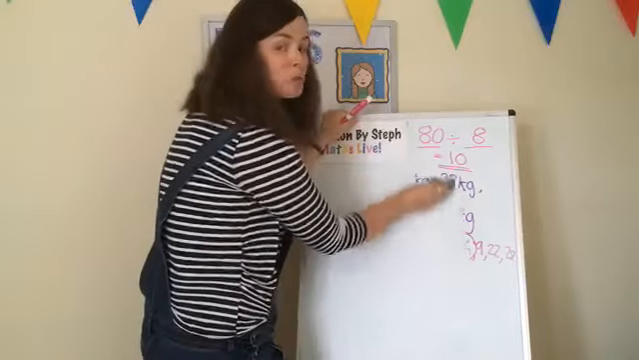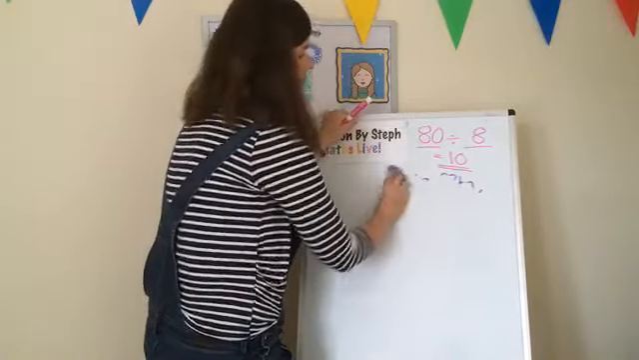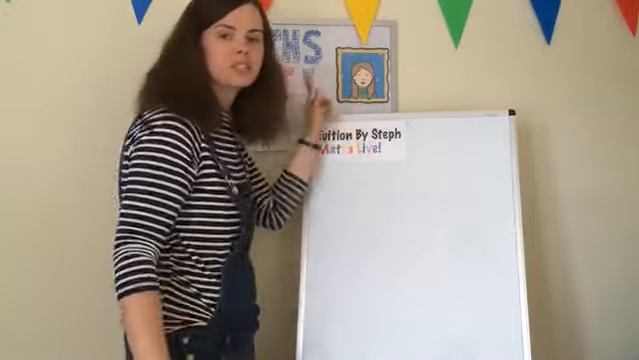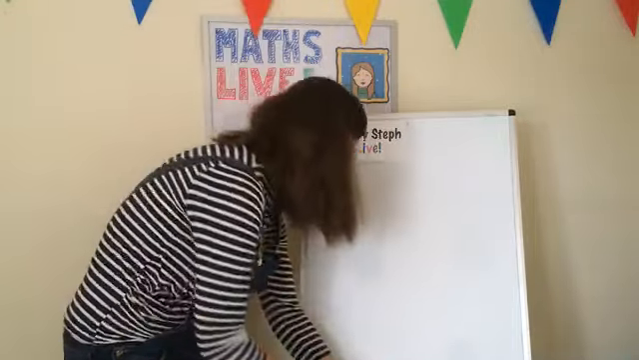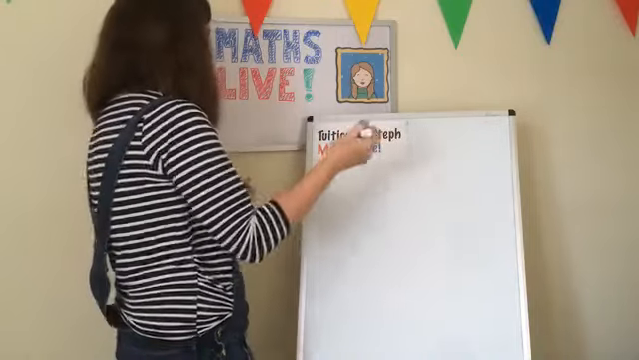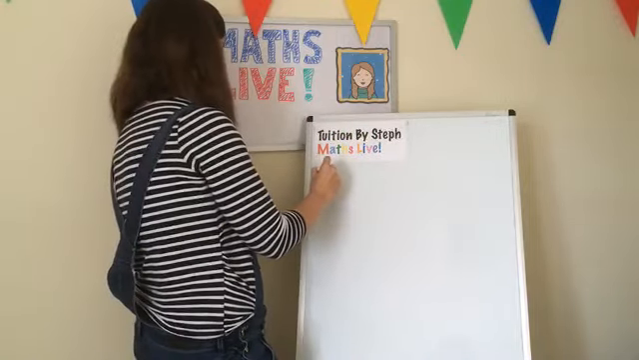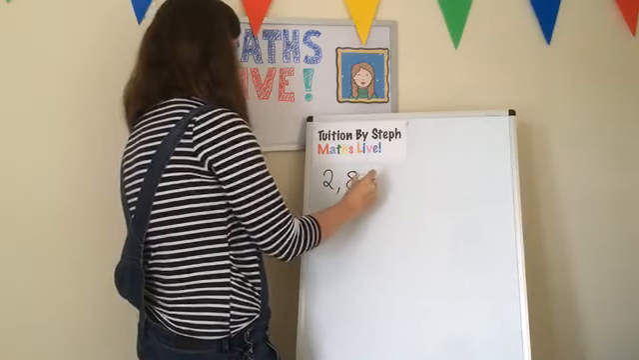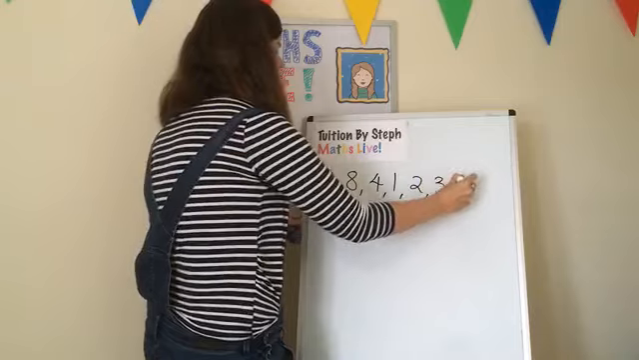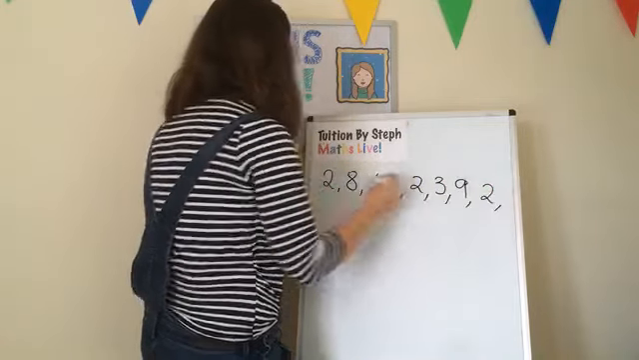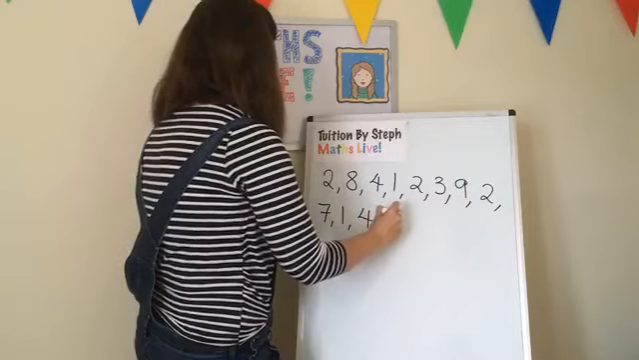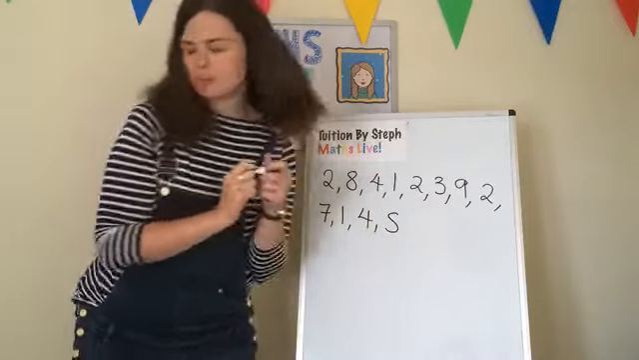Right, I'm going to give you 2 more challenges to end this lesson. And in these 2 challenges, we'll do them one at a time. I would like to find the mean, median, and mode. Mean, median, and mode. So we've got 2, 8, 4, 1, 2, 3, 9, 2, 7, 1, 4, 5. Mean, median, and mode, please.